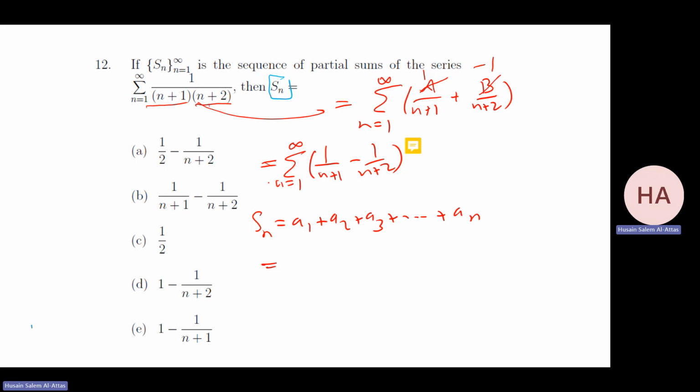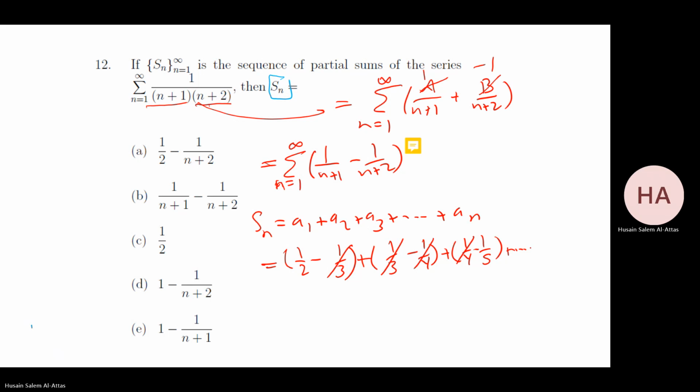A1 will be 1 over 2 minus 1 over 3. A2 is 1 over 3 minus 1 over 4, plus 1 over 4 minus 1 over 5. So very clear, I need only the first term and the last term. That will be 1 over n plus 1 minus 1 over n plus 2. So Sn will be half minus 1 over n plus 2, because the rest will be cancelled. So this is my answer.